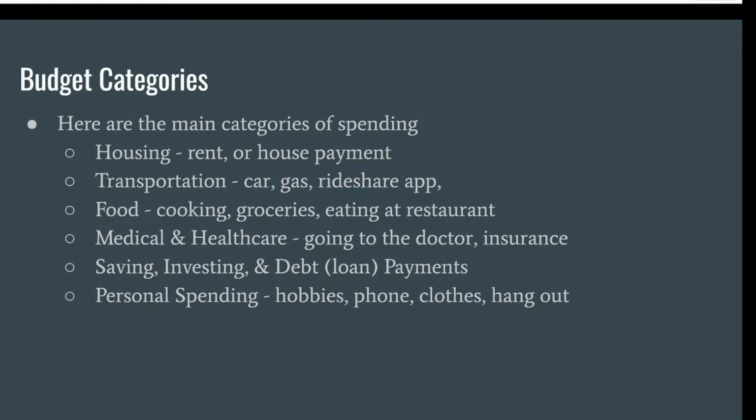Saving, investing, and debt payments. So these are just what you have left over in the month, what you can invest, or just paying down your loans. And personal and discretionary spending, which is just stuff for hobbies, anything for just personal enjoyment.